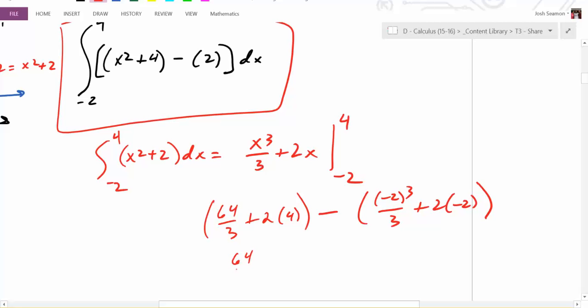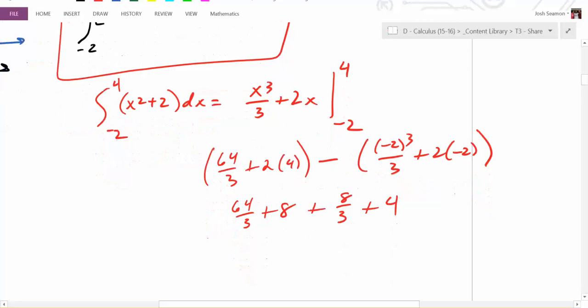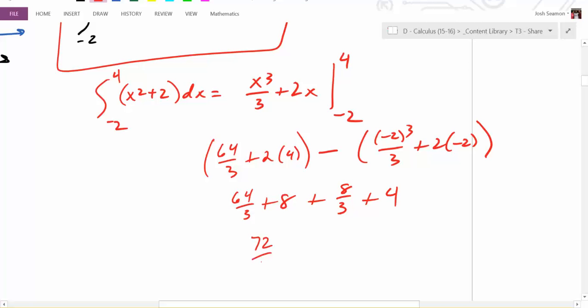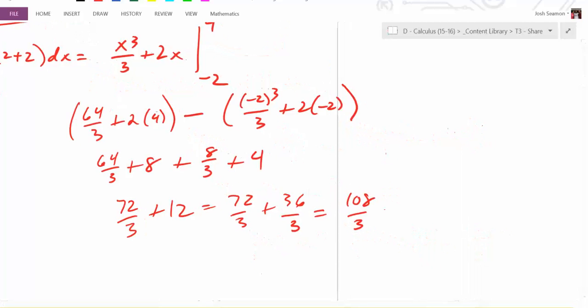Yeah, so what do you have? 64 over 3 plus 8 plus 8 over 3 plus 4, right? They all turn positive. Do you agree that they all turn positive? So there are a lot of ways to get it wrong. Oh yeah, 72 over 3 plus 12. So that's 72 over 3 plus 36 over 3. So what is it? 108 over 3? And that's actually what? 36. Yeah. Good job. So you can do that by hand.